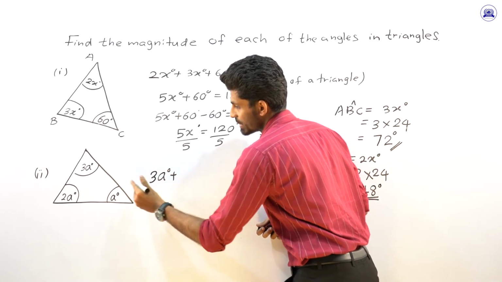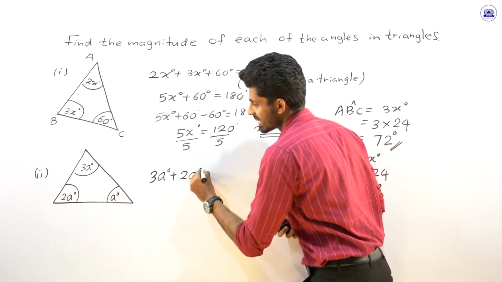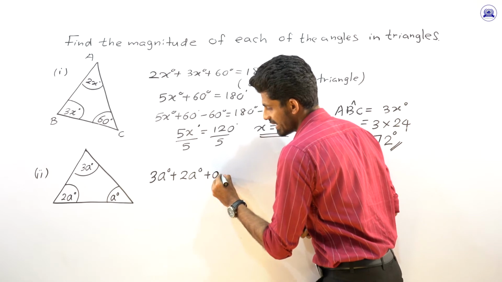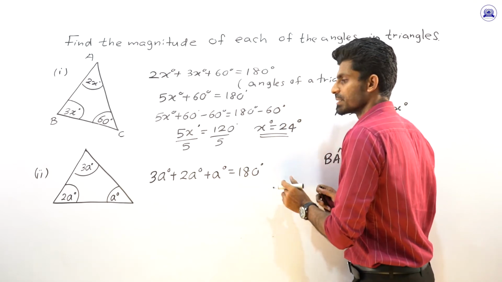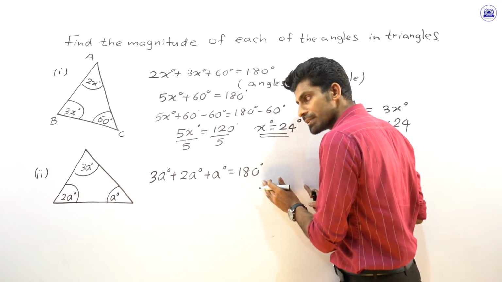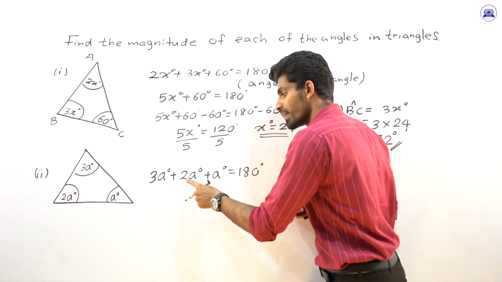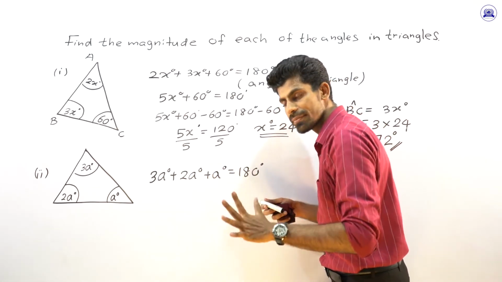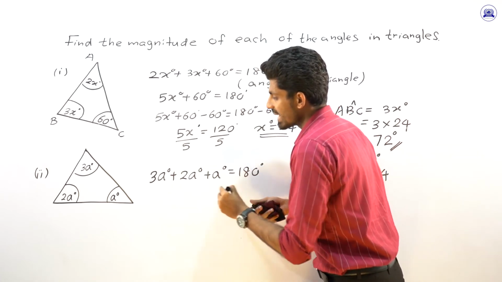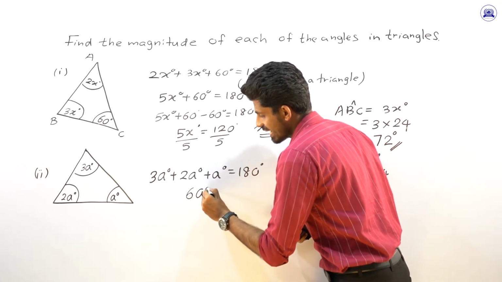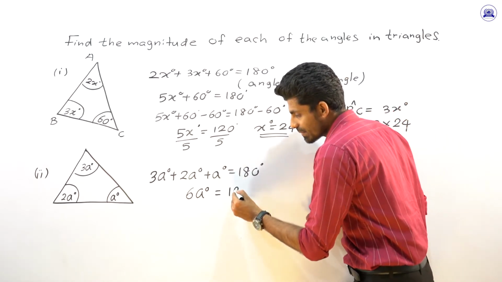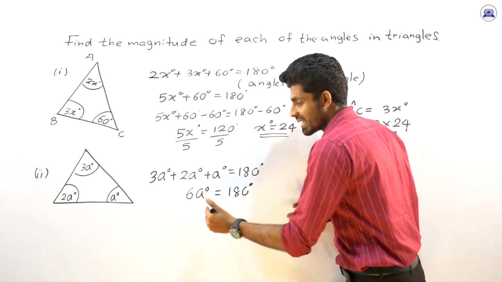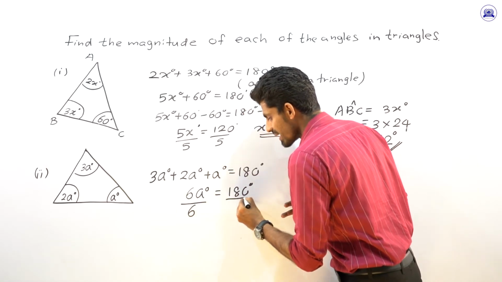That one is also very easy. 3a plus 2a plus a equals 180. Angles of the triangle. You need to write down that one. 3a plus 2a altogether 5a. 5a plus a is 6a. 6a equals 180. So you need to divide both sides by 6.